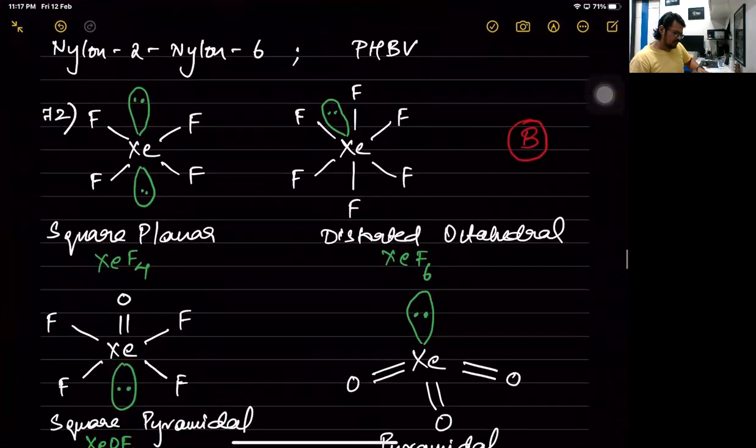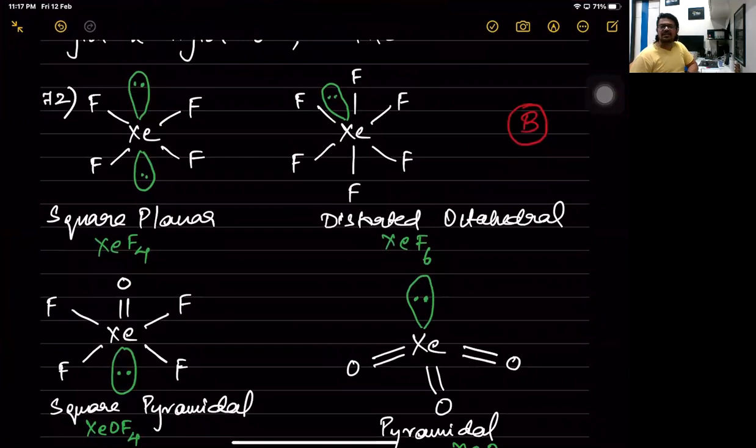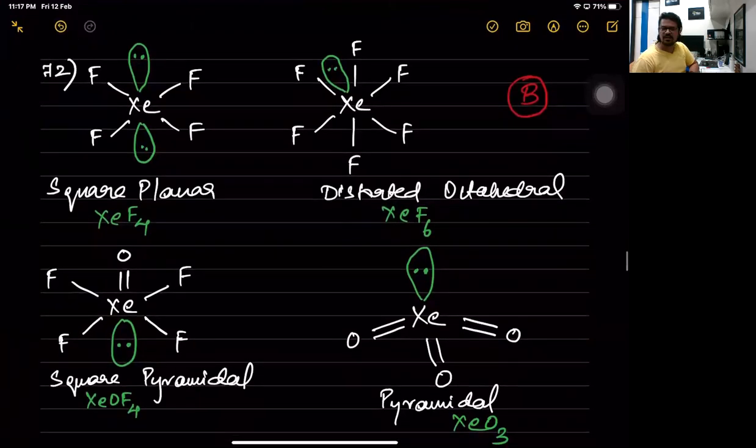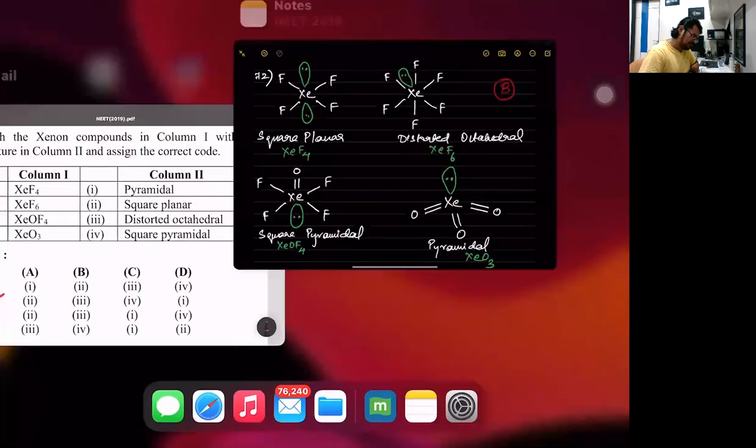XeF4 square planar, XeF6, that's distorted octahedral. XeO4, that's square pyramidal. And the last one we have, that's nothing but XeO3, that's a pyramidal shape. All right, so 72 is B.